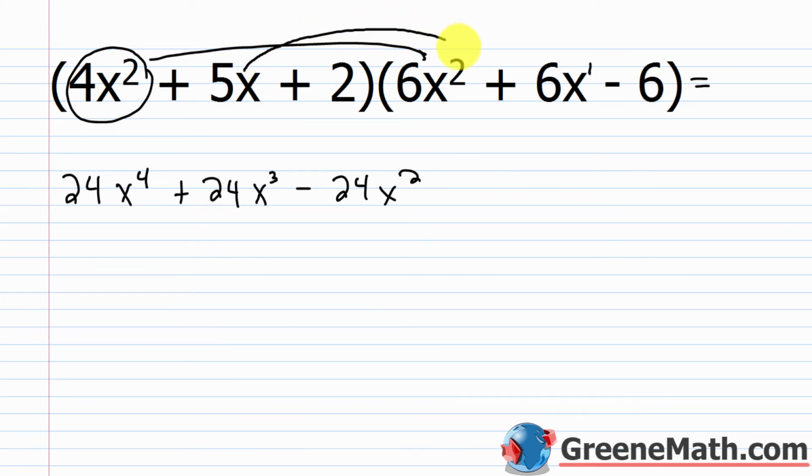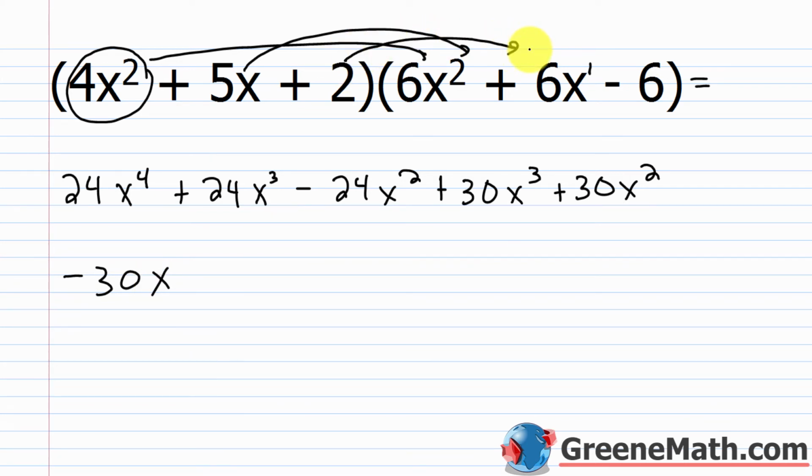Now we're going to do 5x times this guy. So 5x times 6x squared is going to be what? 5 times 6 is 30. So plus 30. X times x squared is x cubed. Then 5x times 6x is 30x squared. So plus 30x squared. And 5x times negative 6 would be minus 30x. All right, lastly, I'm going to do 2 times this polynomial. So 2 times 6x squared is 12x squared. So plus 12x squared. 2 times 6x is plus 12x. And then 2 times negative 6 is minus 12.